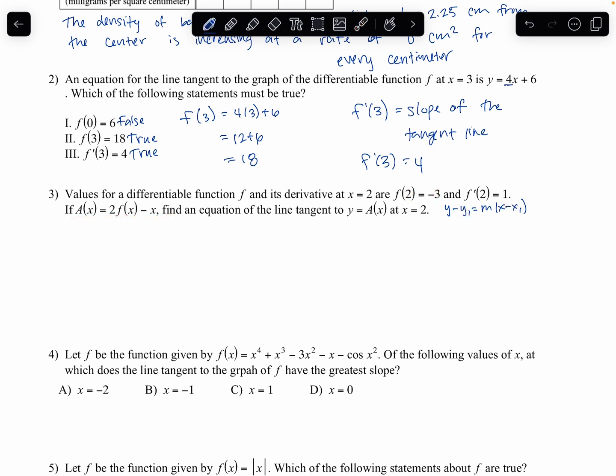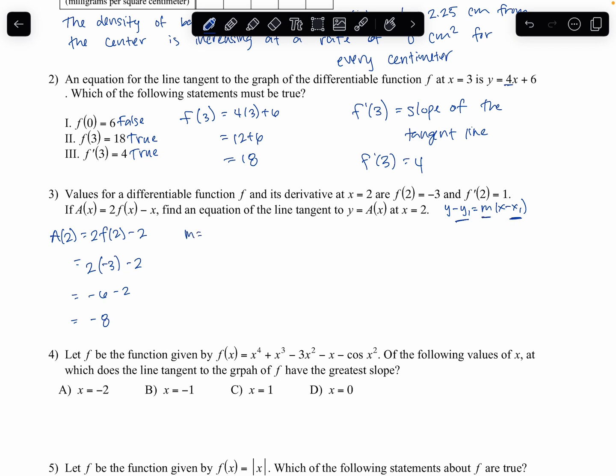So we know that it's happening at x equals 2, so I need to find a of 2, and that will give me the y value. So that's going to be 2 times f of 2 minus 2. That's 2 times, and f of 2 is negative 3. So this is going to be negative 6 minus 2, which is going to be negative 8. Now that I have the y coordinate, I have the x coordinate, now I need the slope.